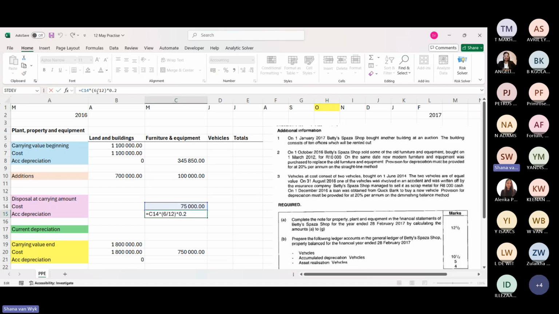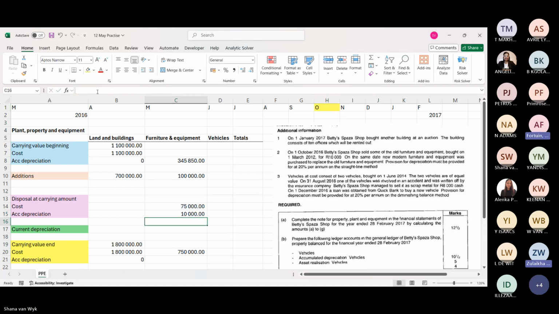Yeah. It's more when you had it. No, is it the other way around in the class? 1, 2, 3, 4, 5, 6, 7. Oh, yeah. Okay, cool. And then we sold it. So then we know our disposal is this one. On the same day, new furniture was purchased to replace the old furniture.